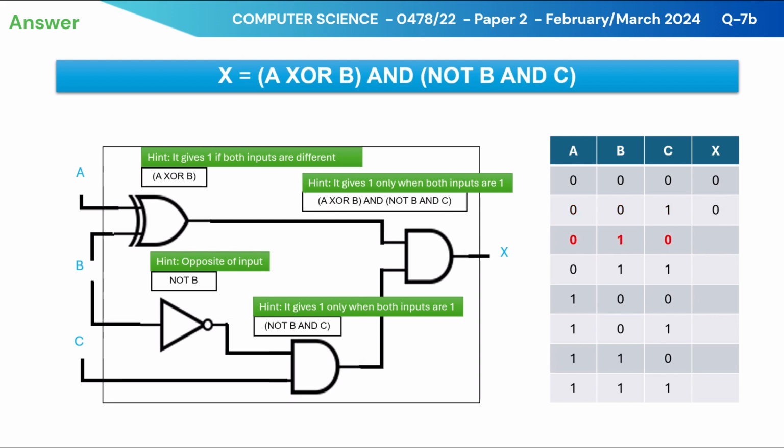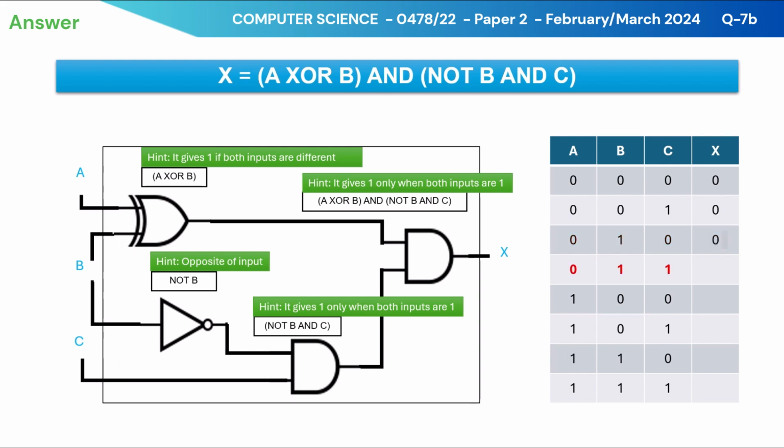Cool. Let's move to the next set of inputs, where A is 0, B is 1 and C is 0. 0 XOR 1 will be 1. Then NOT 1 will be 0. Then 0 AND 0 will be 0. Lastly, 1 AND 0 will result in 0, which is the answer.